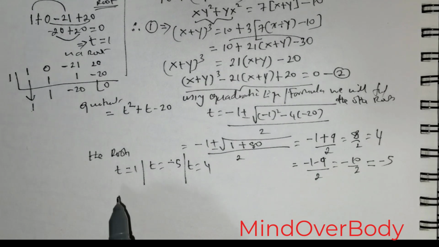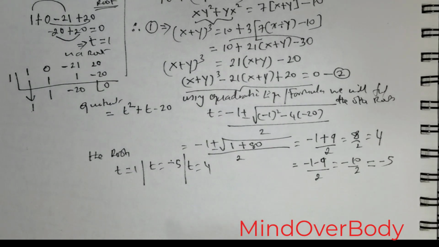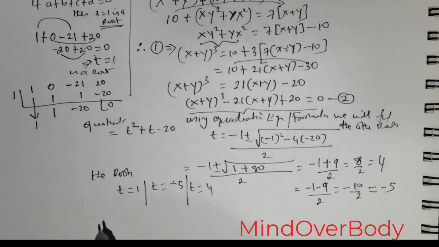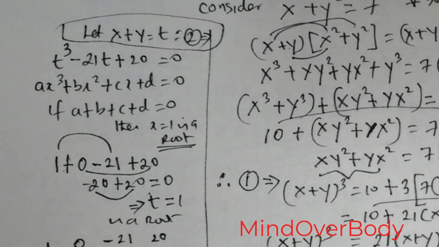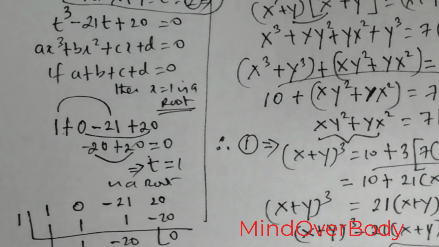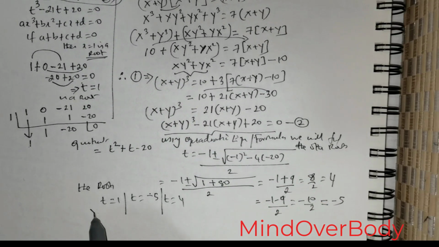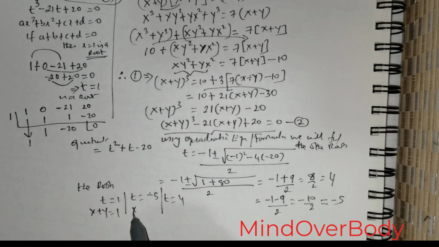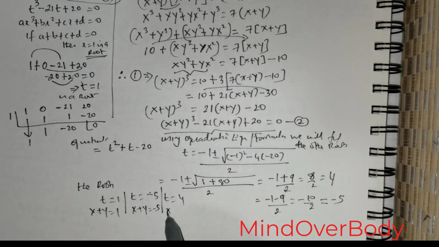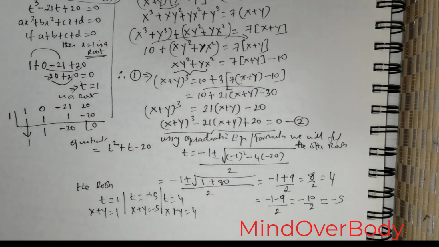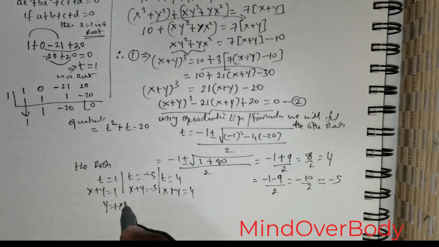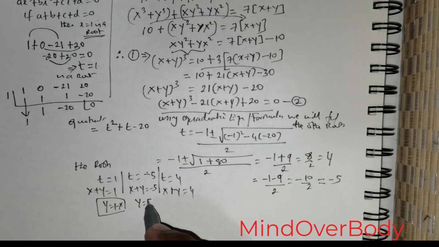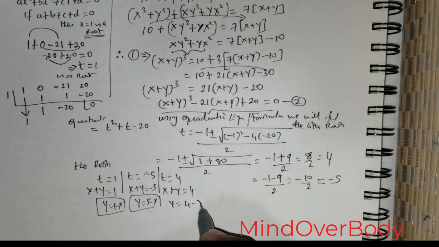Now what is the substitution we started with? Let me show you. This is the substitution that we started with: x plus y is equal to t. So over here the meaning of this would be x plus y is equal to 1, x plus y is equal to negative 5, and x plus y is equal to 4. From here we can clearly see that y is equal to 1 minus x, this is one substitution, y is equal to negative 5 minus x, that's another substitution, and y is equal to 4 minus x, that is another substitution.